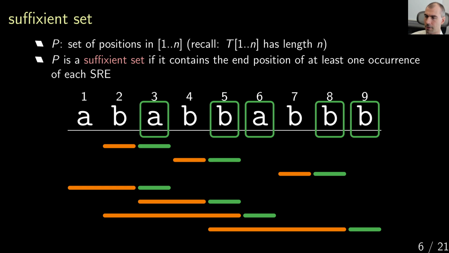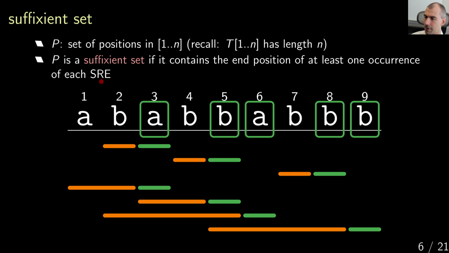So given a set of positions of your input text from 1 to n, a subset of it, this subset of positions is called a sufficient set if it contains the ending position of at least one occurrence of each SRE. So in this picture, for instance, you can see some SREs and some REs. You can just ignore here, for instance, BA and BB because they're just REs.